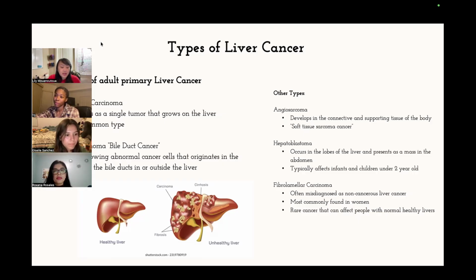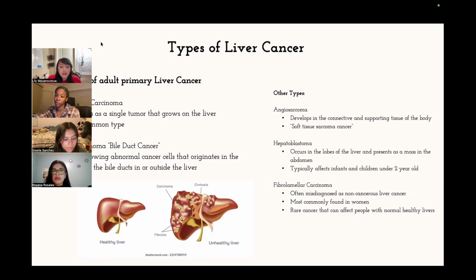We then have hepatoblastoma, which is a pediatric liver cancer that usually affects infants and children under 2 years old. It typically presents as a palpable mass in the abdomen and has a relatively good prognosis when detected early and treated promptly.